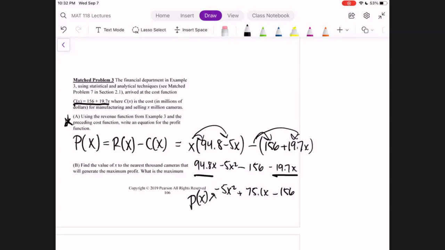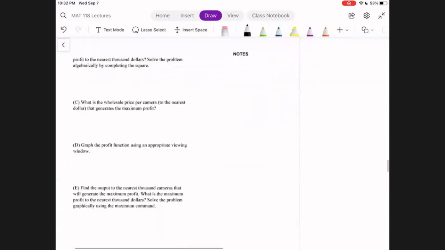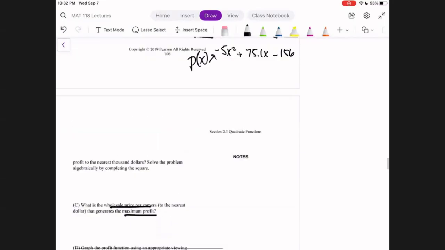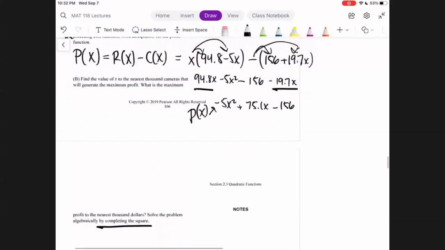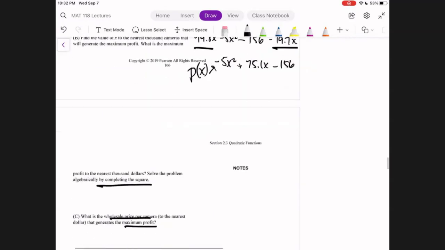And then we go through the same thing. I want to get what? I want to get the max profit. What would give me the max profit? What's the wholesale price of the camera to get the max profit? Graph it, and so forth. So we'll just look at the graph real quick. This wants you to complete the square. Yeah, we're not doing that, okay? And the homework question, you don't have to complete the square. So we're not gonna complete the square here.